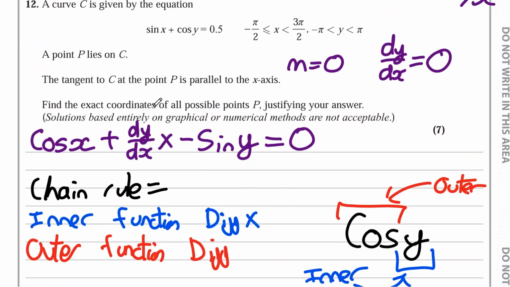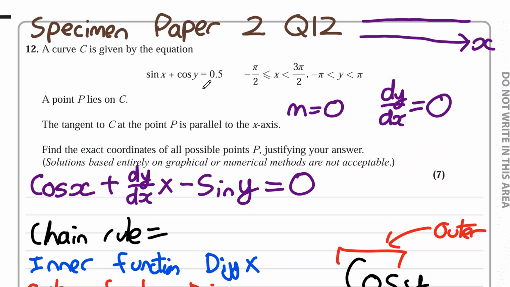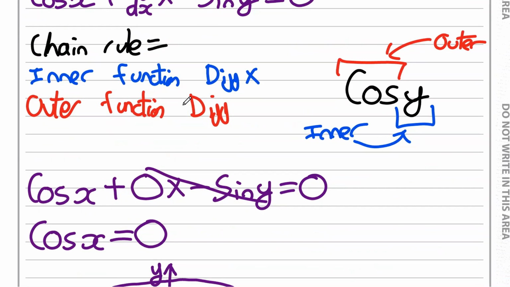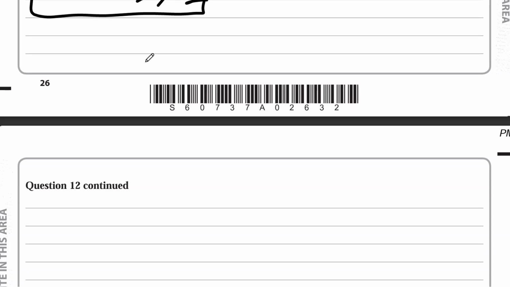So in order to find the coordinates of P, we also need to find the y coordinates. And to do this, we can use this equation here, that sin x plus cos y is equal to 0.5. And what we can do is sub in these x values that we have into this equation and then rearrange in order to find y. And this will give us the coordinates for P, okay? So let's start with x is equal to minus pi over 2.